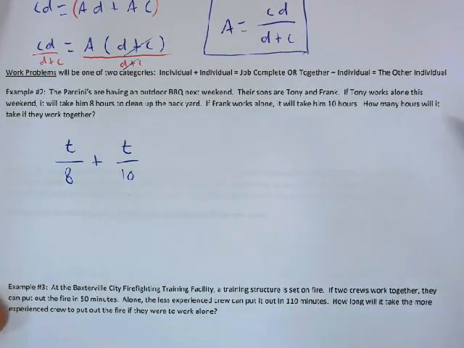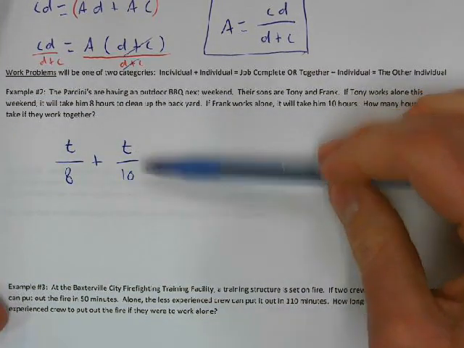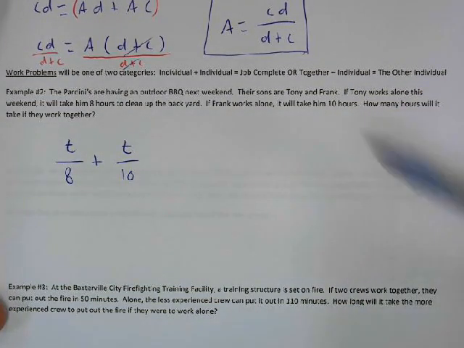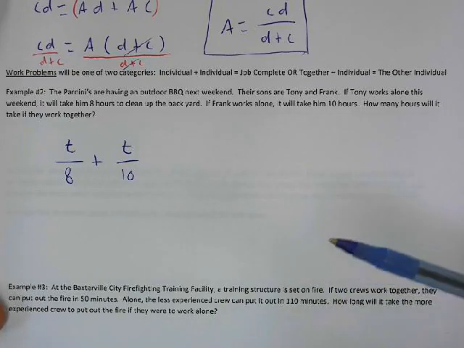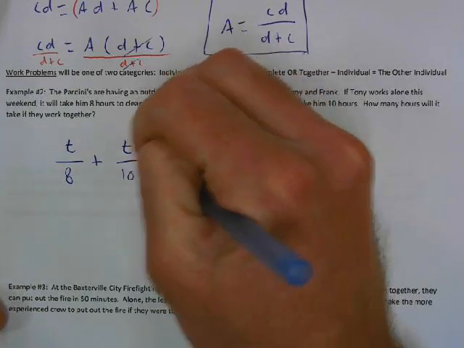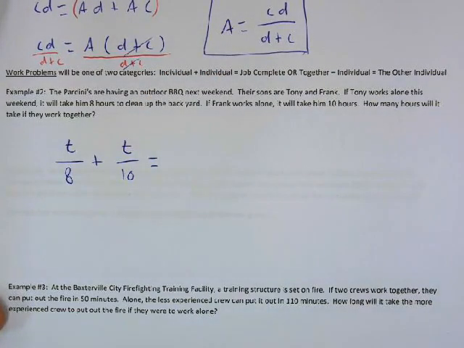Because again, if Frank works for 10 hours, then he can get 1 job done. If he works for 5 hours, that'd be 1/2. He gets half a job done. So this is how quickly Frank works. And then equals, well, how many jobs are they trying to complete? Well, just one. They want to get that backyard cleaned up.